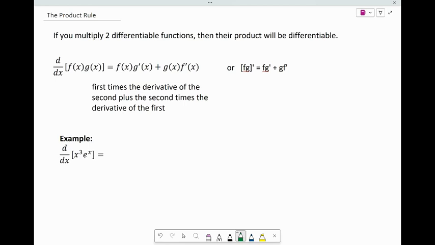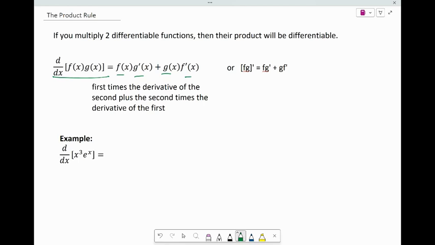Now, here you have the product, f times g. And if you want to take the derivative of that, it turns out that it's going to be f times g prime plus g times f prime. The order here doesn't matter too much, because if those operations are reversed in any way, you'll still get the same result, because multiplying and adding are commutative operations.